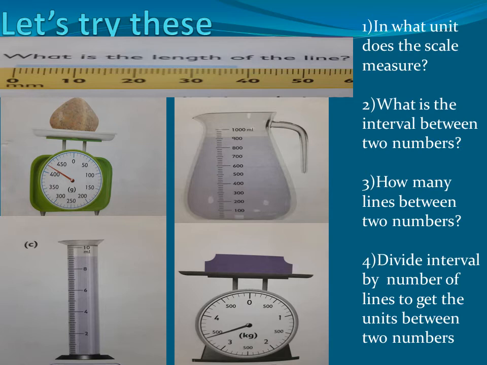The interval between two numbers here is 2, because between 2 and 4, 4 and 6, and 6 and 8, for each of them, the difference between each of the numbers is 2. Let us now look at the number of lines. 1, 2, 3, 4, 5, 6, 7, 8, 9, 10. What do we do? We divide 2 by 10. What do we have?